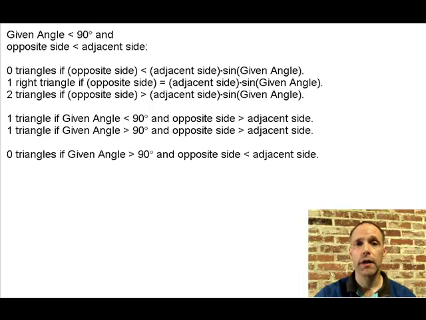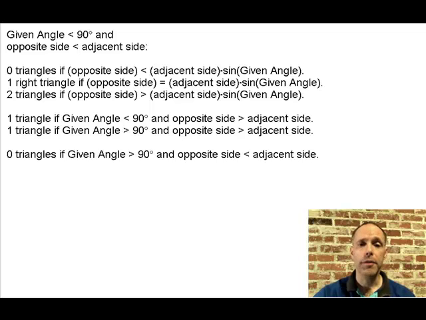Wrapping up the ambiguous cases for the law of sines, if our given angle is smaller than 90 degrees and the side opposite that angle is shorter than the side adjacent to that angle, then there are no triangles possible if that opposite side is less than the adjacent side multiplied by the sine of the given angle. There's one right triangle if the opposite side equals the adjacent side multiplied by the sine of the given angle. And there are two different triangles possible if the opposite side is bigger than the adjacent side multiplied by the sine of the given angle.